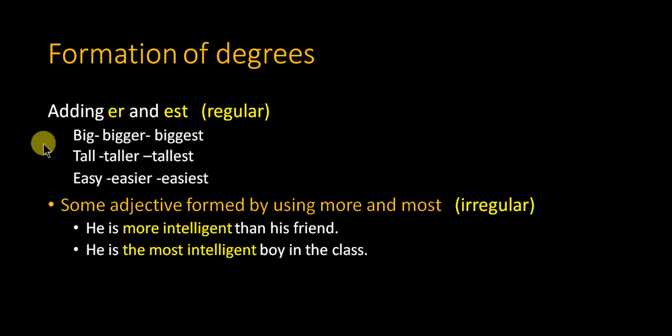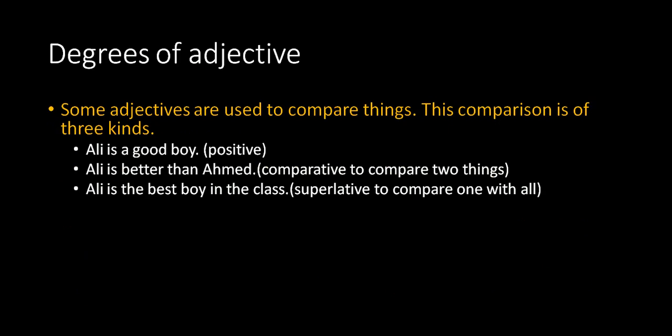Many degrees are formed in this way by adding ER and EST. Understand? Now we will study the usage of the degrees of adjectives. Some adjectives are used to compare things. This comparison is of three kinds. We can use the adjective to compare things. We can describe their goodness or their badness, their properties, their qualities in three different ways.